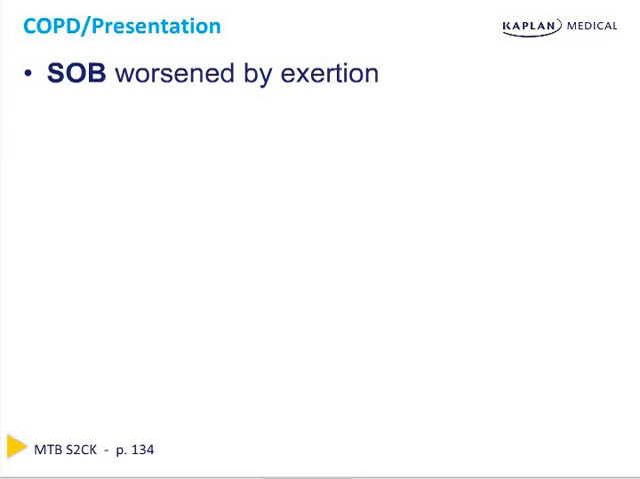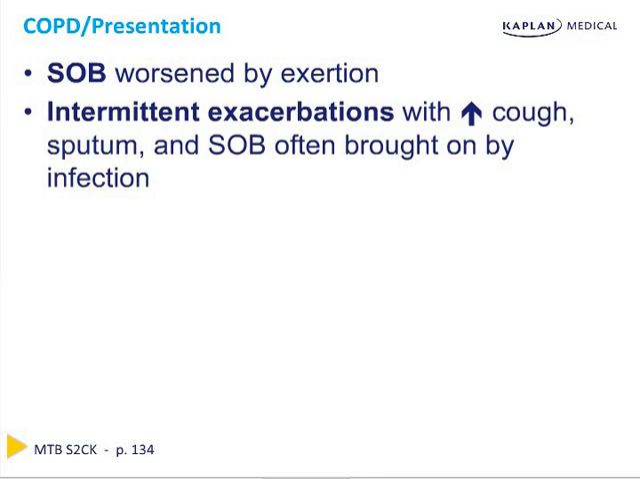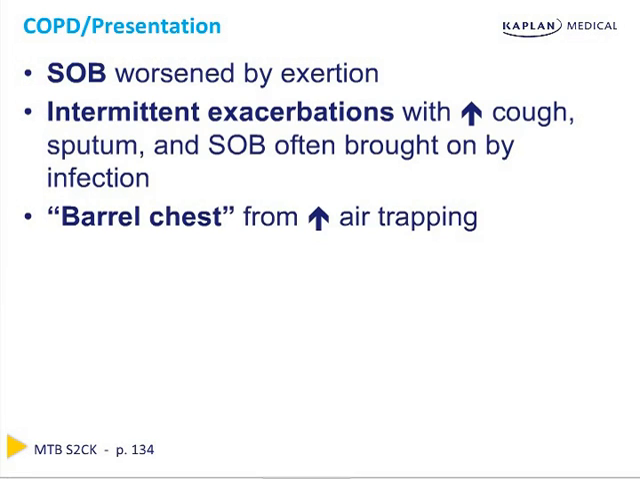COPD typically presents as shortness of breath worsened by exertion. It is generally a disease characterized by intermittent exacerbations with increased cough, sputum, and dyspnea, all of which are often brought on by infection. These patients on physical exam will be noted to have a barrel chest or a wide expanded chest wall. This is again because of increased air trapping and the inability to effectively expire air.